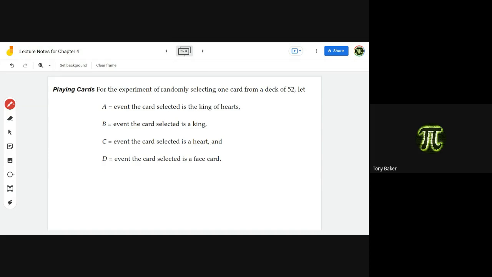What about C and D? What would I get if I did C and D? Are events C and D mutually exclusive? I would have a heart face card. So that would not be mutually exclusive.